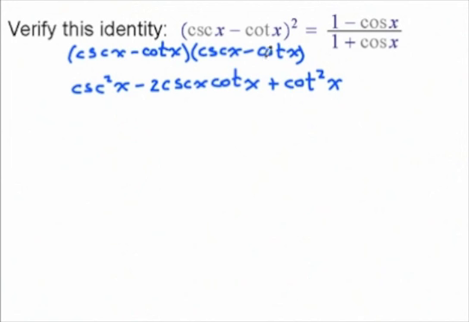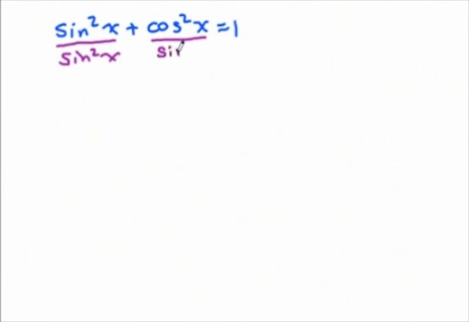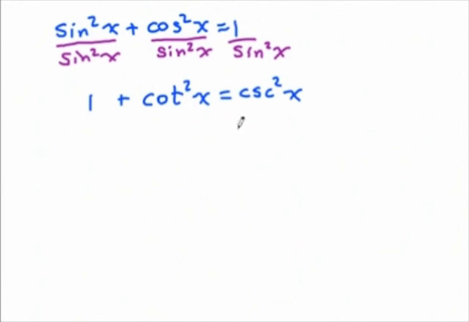Somewhere in my mind, there is a relationship between cosecant squared and cotangent squared. So let's see here. I know that sine squared x plus cosine squared x is equal to 1. And if I want a cosecant and cotangent out of this, I'm going to divide everything by sine squared x. Let's see if this helps us. So if I simplify, we're going to get 1 plus cotangent squared x, cosine over sine, is equal to cosecant squared, 1 over sine x.